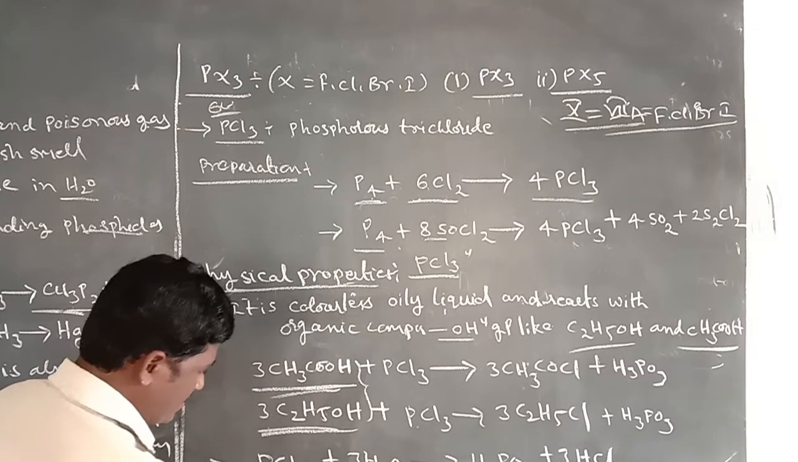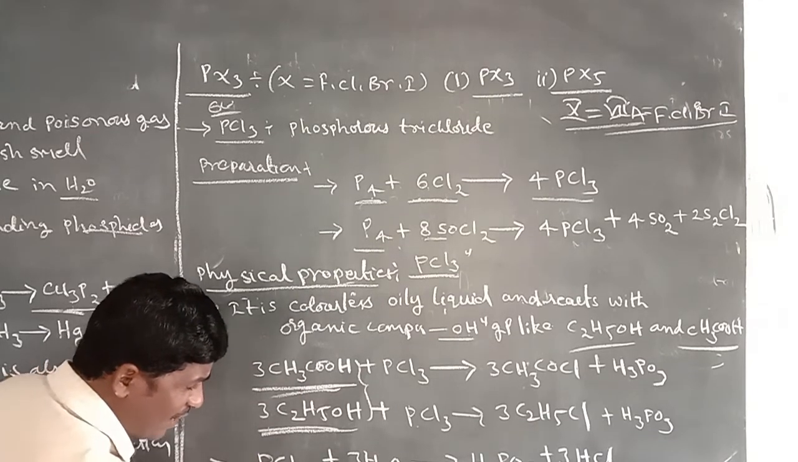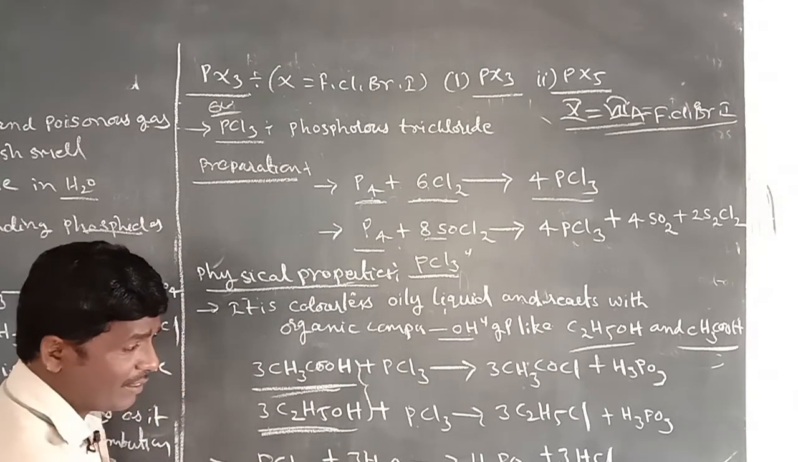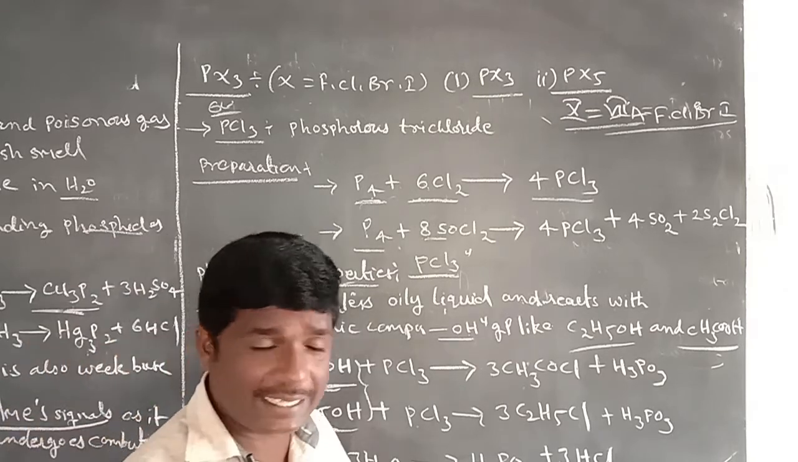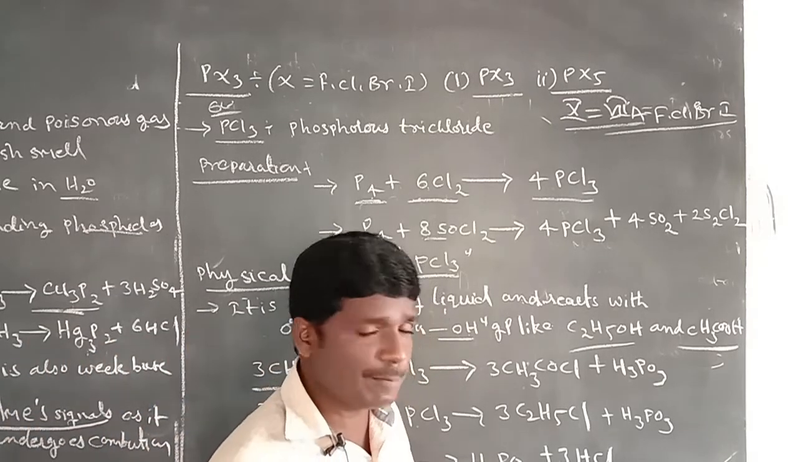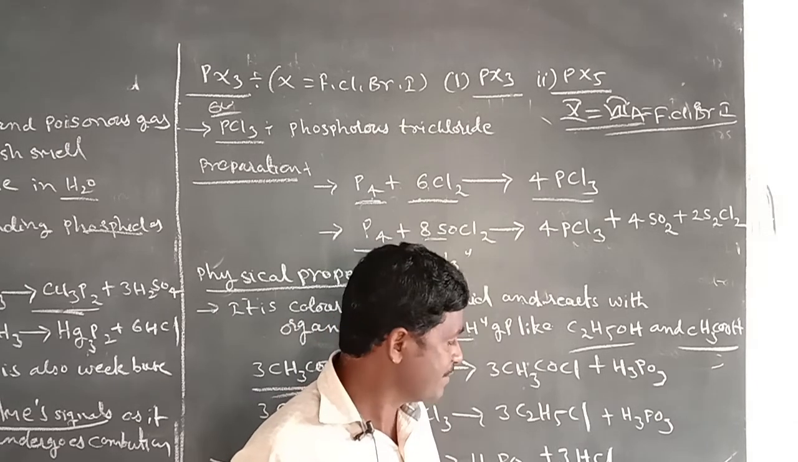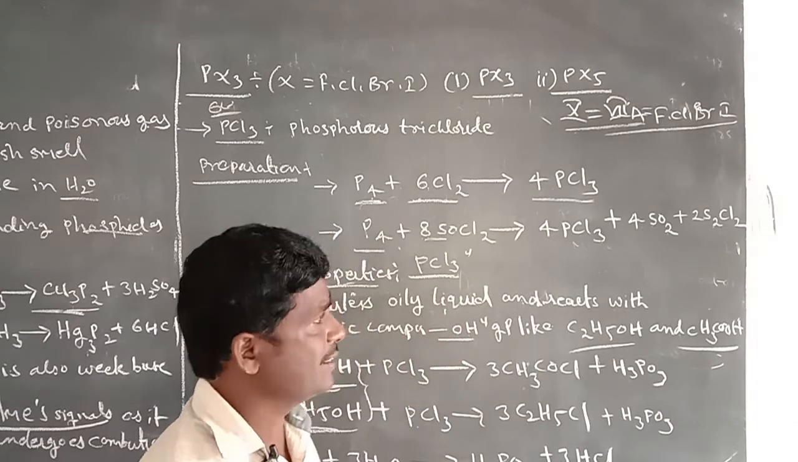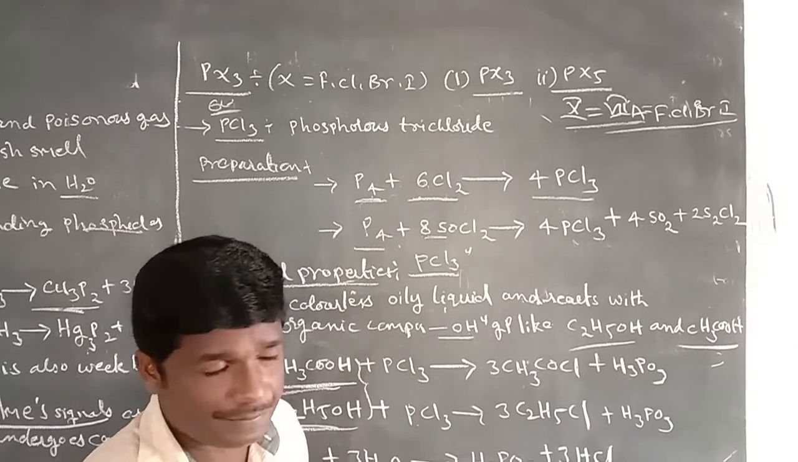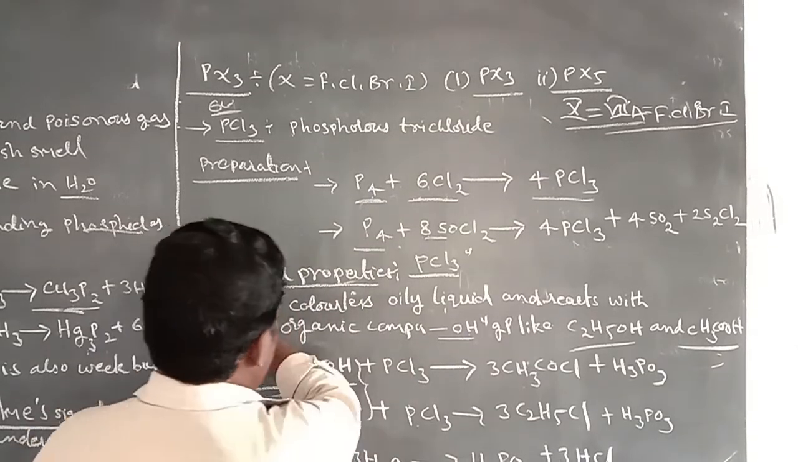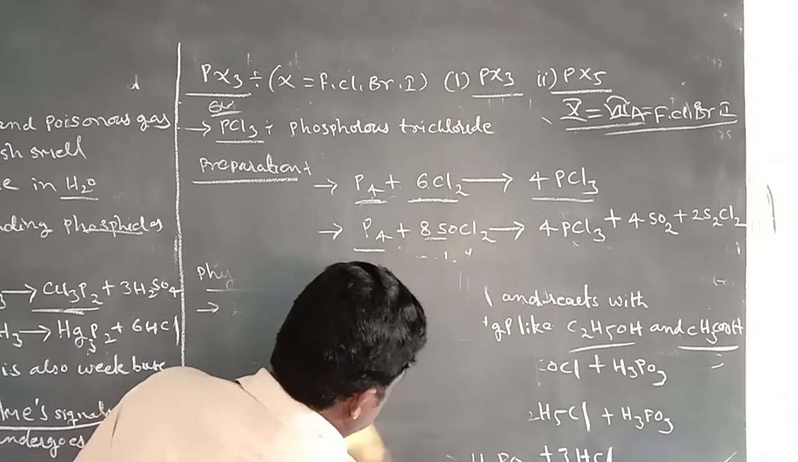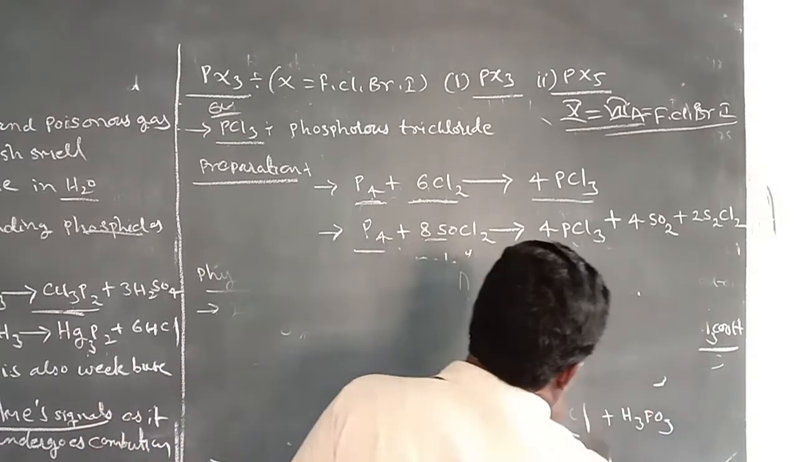Next, phosphorus trichloride dissolves in water to form an acid, H3PO3, phosphorus acid or orthophosphorus acid, and hydrochloric acid. That is the properties of phosphorus trichloride. Next, the structure of phosphorus trichloride.